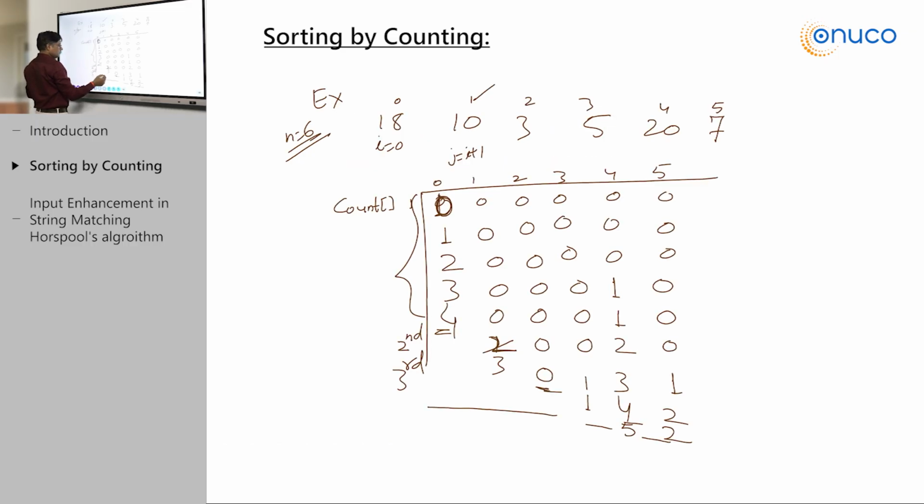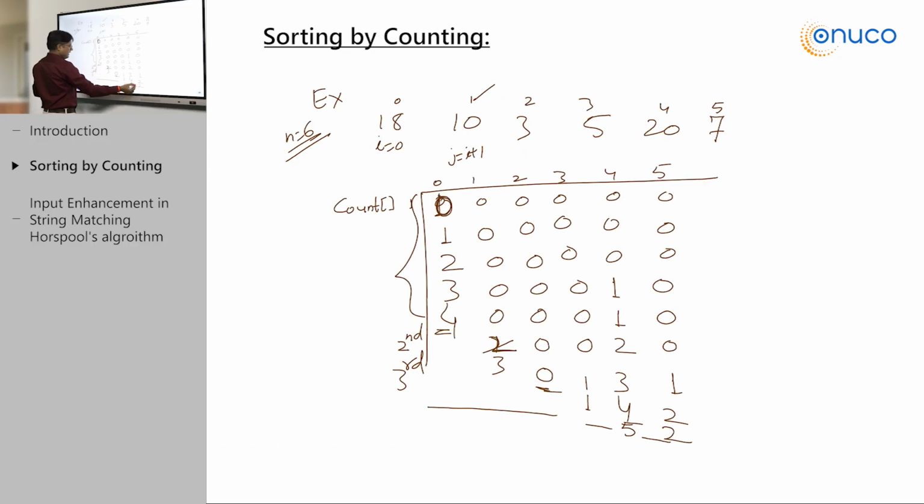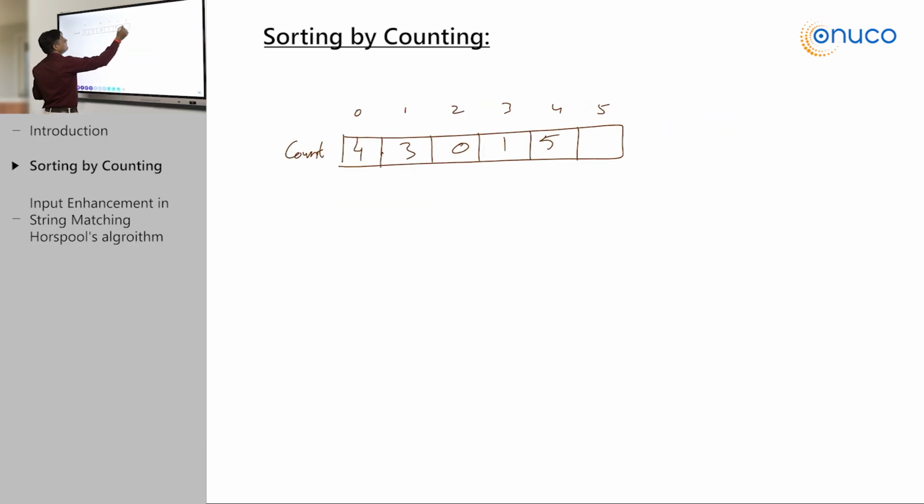Similarly, the count value of 1 is 3. So we have 4, 3, 0, 1, 5, 2. Look, friend, this 4, 3, 0, 1, 5, 2 says that this particular value is bigger than how many different elements, right?